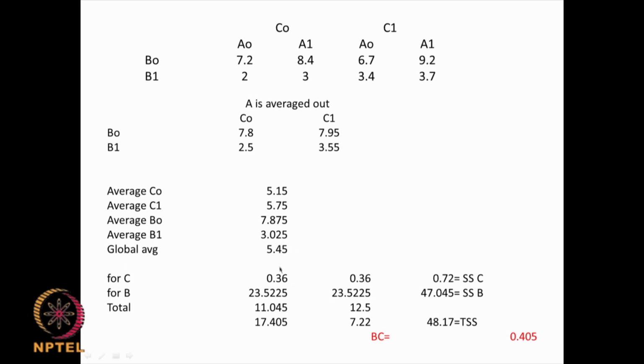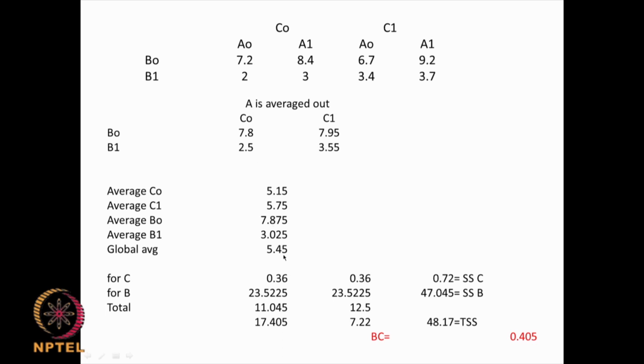Do not forget, for the total sum of squares we are multiplying by 2 because each one of these terms is made up of 2 terms, right. Like I said, if you want to take this particular term, I am adding this plus this by 2, 7.2. So, this itself is made up of 2, that is why for total sum of squares what do we do? 7.8 minus 5.45 square multiply by 2, and so on actually.